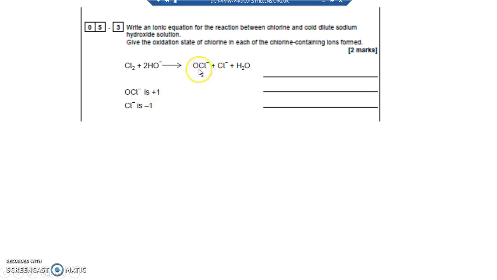What oxidation state is this in? Well, Cl is in -1. O is in -2. If there's one minus left over, that must be +1, because -2 plus 1 leaves -1 left over. And Cl minus is just on its own, so that's in -1 oxidation.